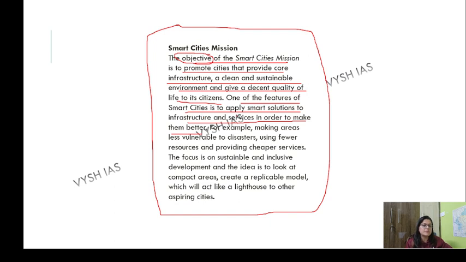Then comes applying smart solutions. Features. Do mug up things bluntly. Just divide it. Okay, first point is objective. Second is features. Third is example. Making it less vulnerable to disaster. Okay, focus. Smart cities should be smart enough to face anything. It should be smart enough to face things.